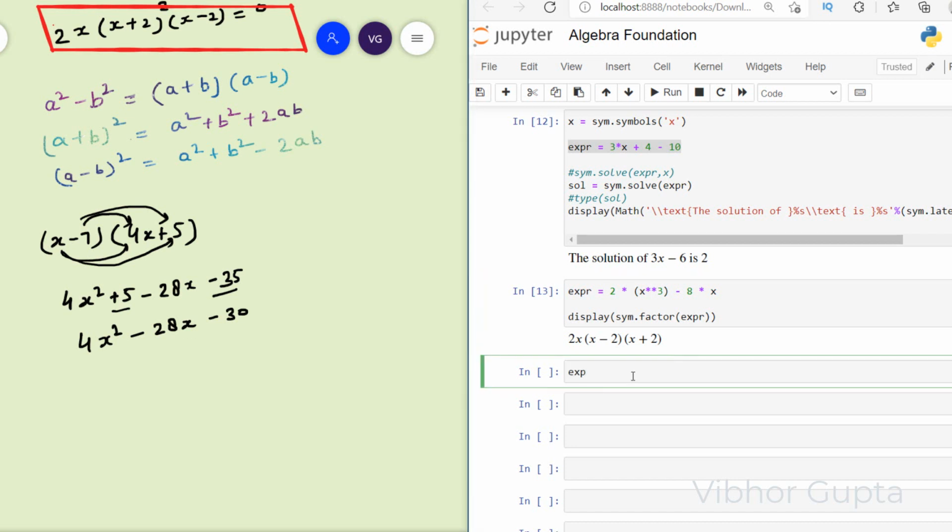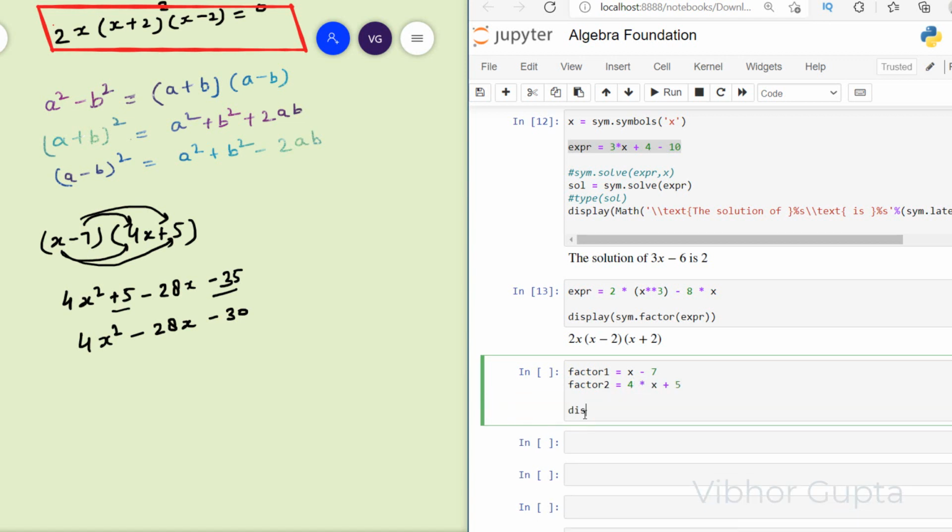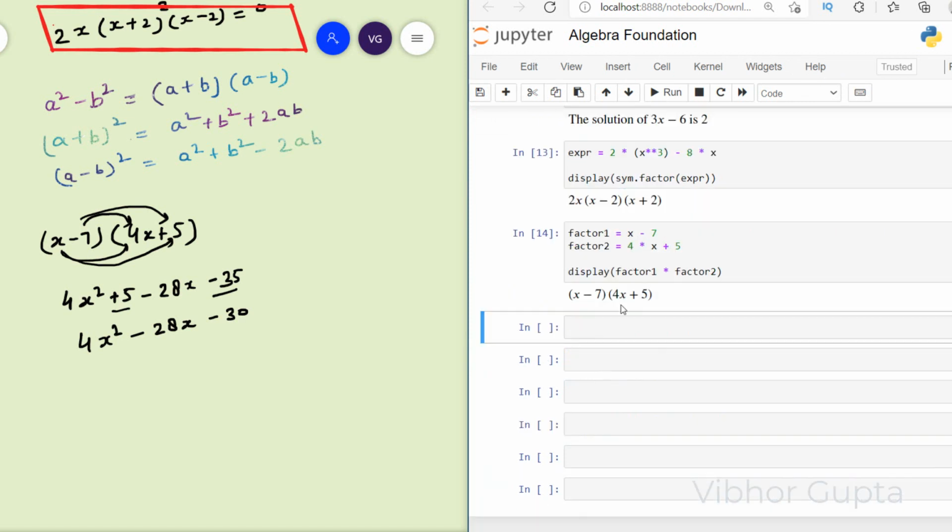So we have an expression. So let's say you have two factors, right? Let's say factor 1 equals x minus 7, and then another factor, factor 2, is 4 into x plus 5. Now let's call the display function. So I'll say display factor 1 into factor 2, and when I run it, we get the output, right?